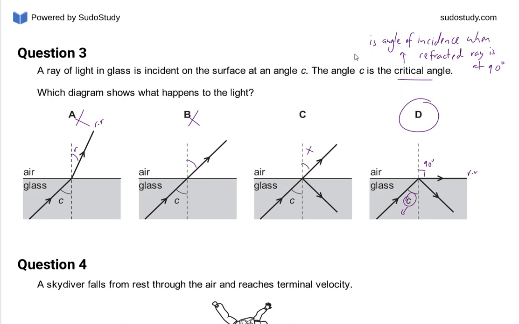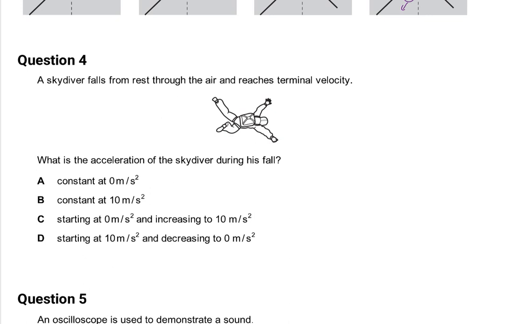Now, if you got this wrong, again, have the definition written down, and then you know the answer in this particular case. Now, next one. What is going on here? Now, the satellite, this guy, is jumping off from rest through air and reaches terminal velocity.